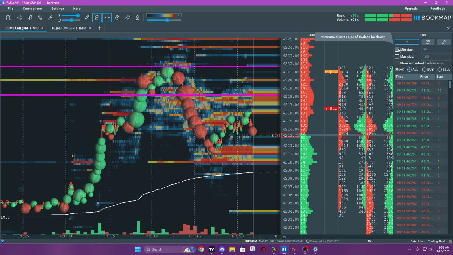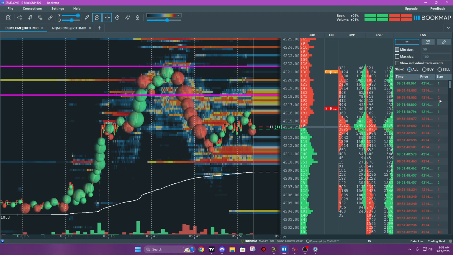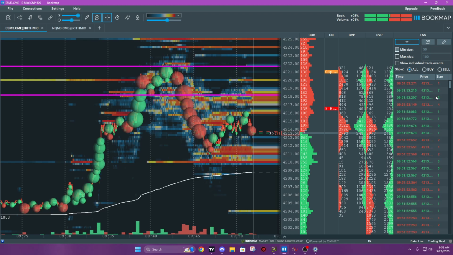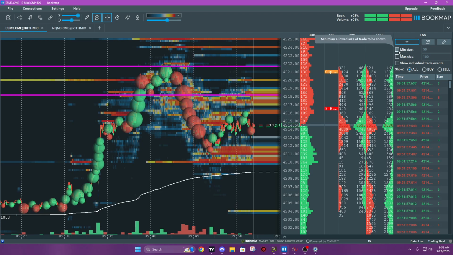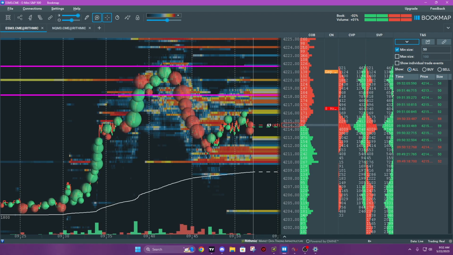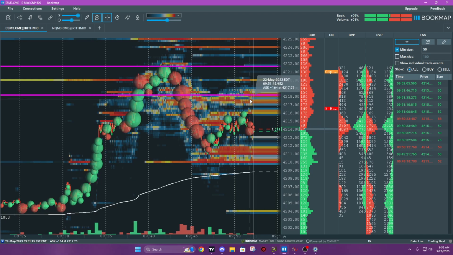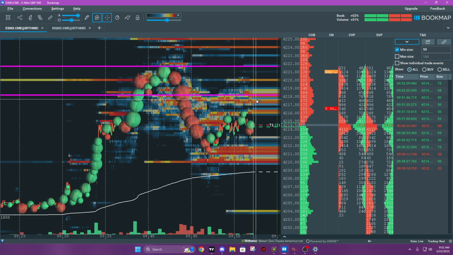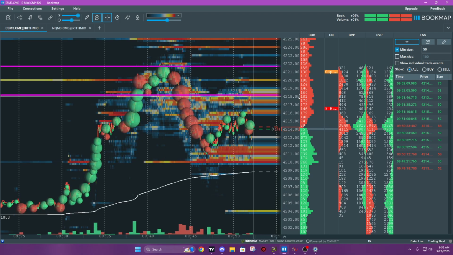Again, if we take minimum size off, you can see this is way too fast. You can't read anything. And 99% of these are really small orders, so they're not really going to have a big effect on the market unless there's like a million of them. So put that minimum size on. You're going to be able to see these orders that are actually having a little bit of an effect on the market. Looks like we're kind of turning down right now, to me.